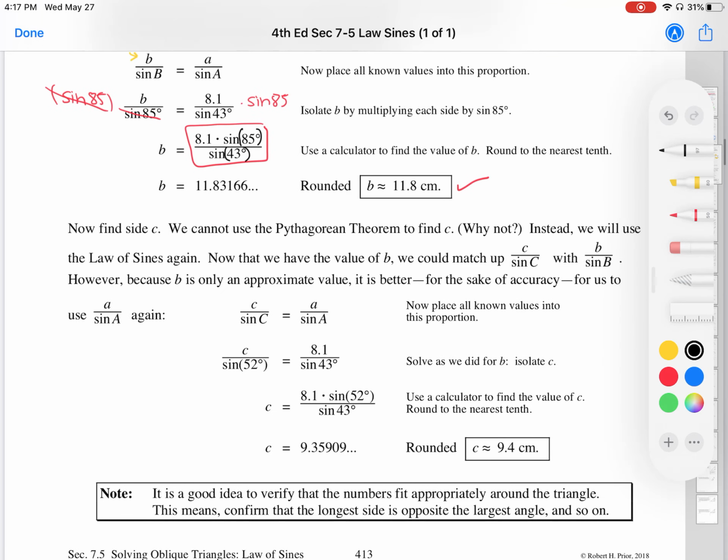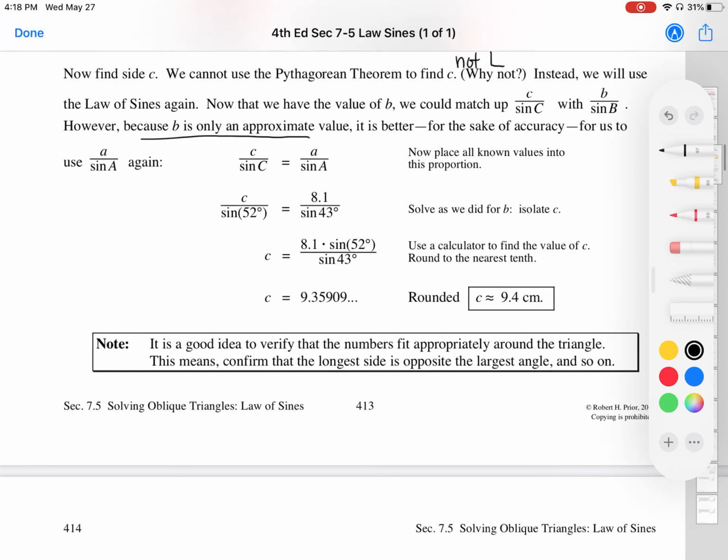Now let's find C. We cannot use Pythagorean theorem to find C because it's not a right triangle. Instead, we will use the law of sines again. Note that we have a value of B. We could match up the C proportion with the B proportion. However, B is only an approximate value. It is better for the sake of accuracy for us to use the proportion for A again. We're going to use our given again because we don't want to use something that we found that's rounded. It'll create a rounding error.